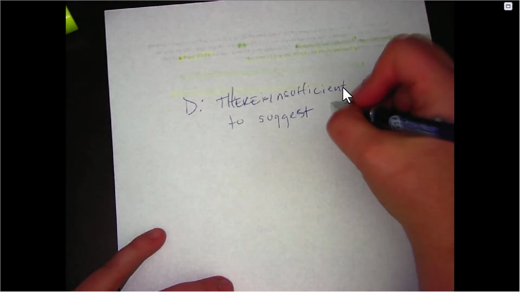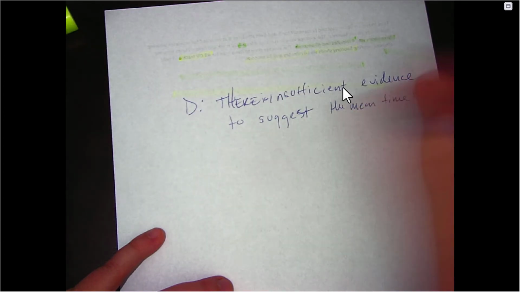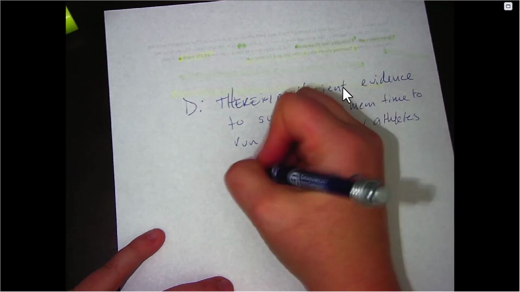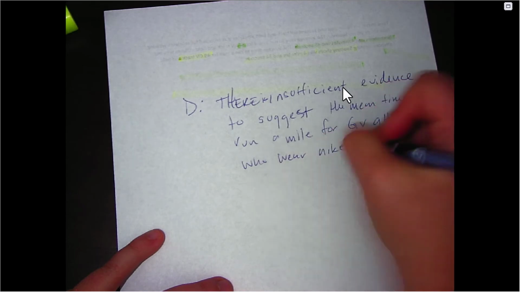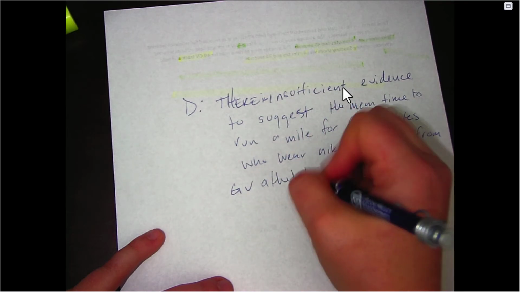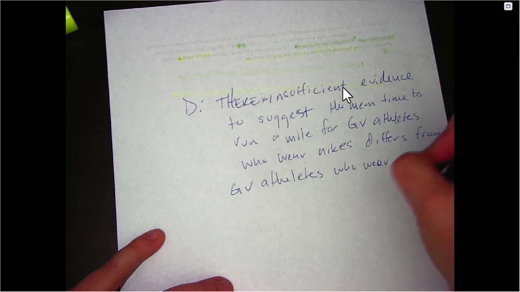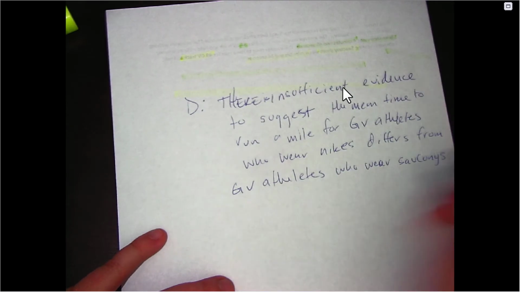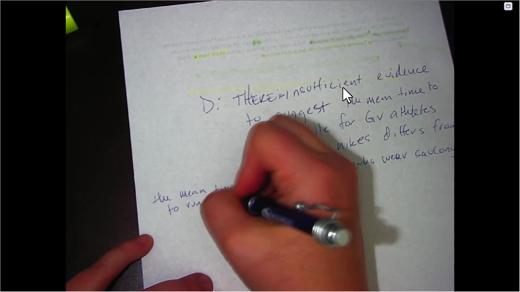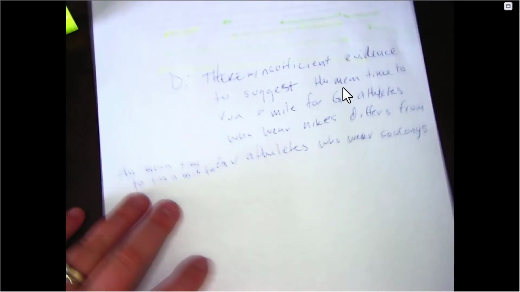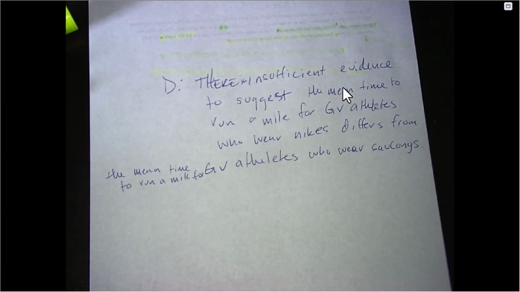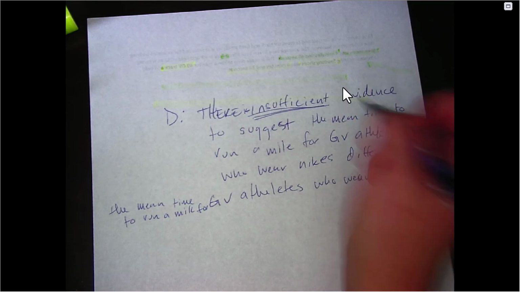So there's insufficient evidence to suggest the mean time to run a mile for GV athletes who wear Nikes differs from GV athletes who wear Sauconys. Now, technically, I could have said differs from the mean time to run a mile for, but because I'm comparing the two groups and I already said what the mean was that we were comparing, this would be sufficient. And I mean sufficient in terms of my interpretation, not the amount of evidence.